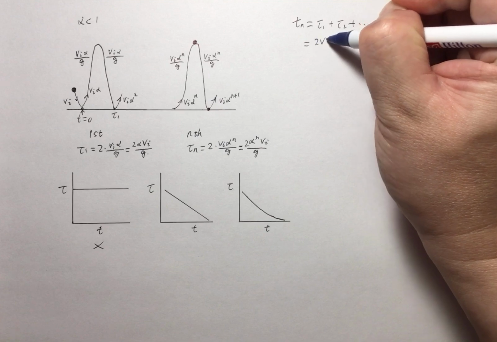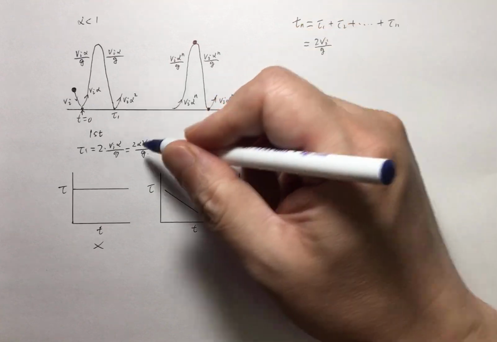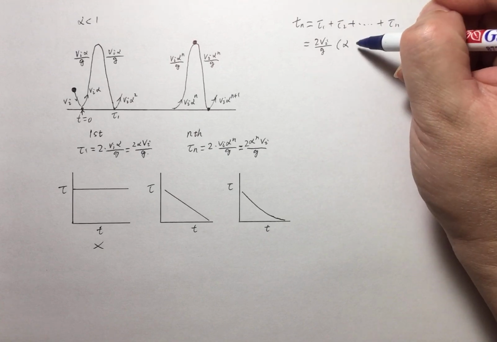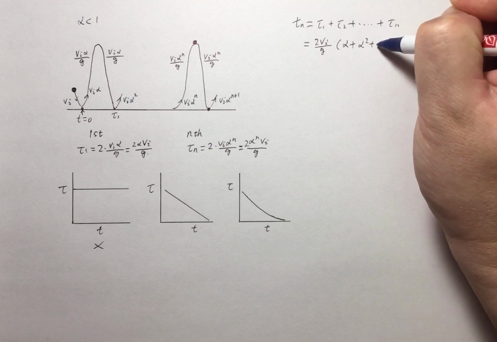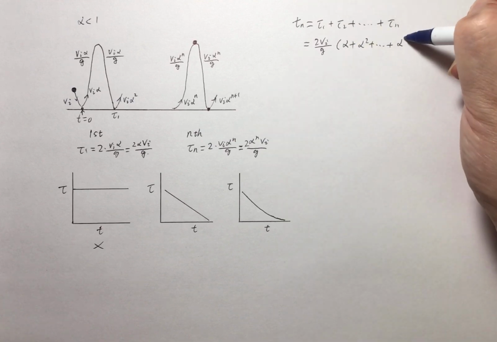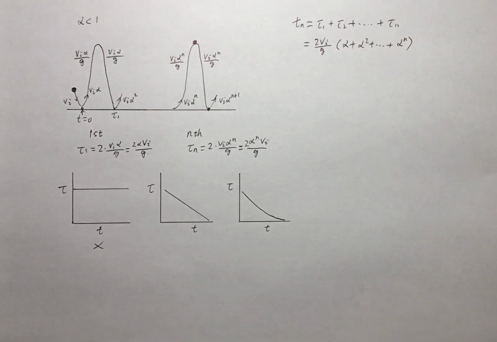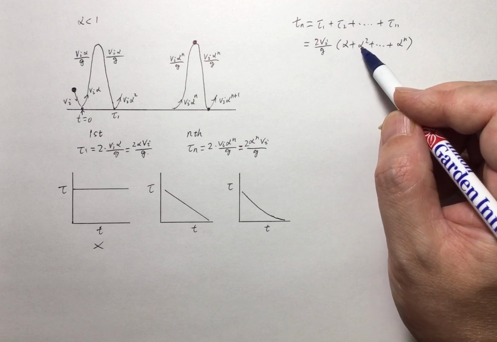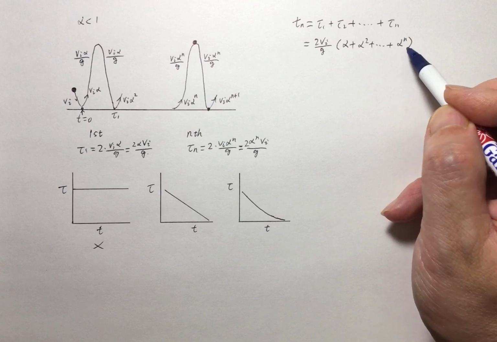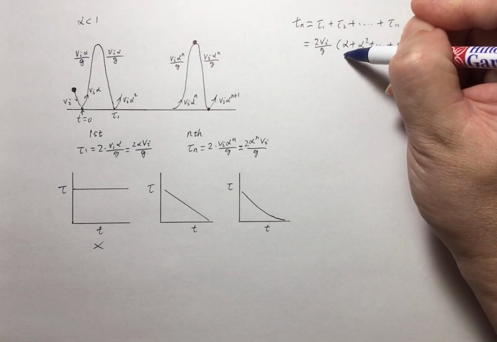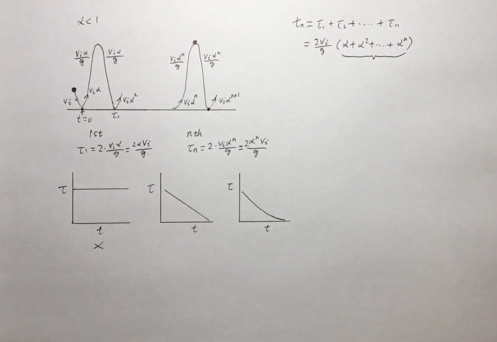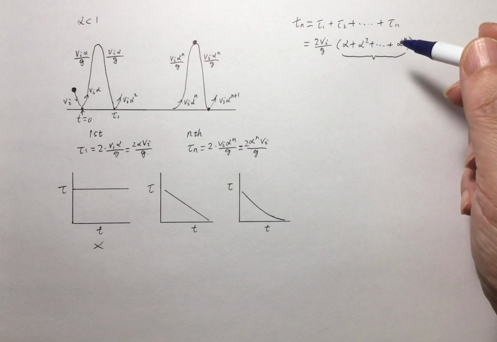So it becomes 2 vi over g, that's a common factor, times alpha plus alpha^2 plus, in the end, alpha^n. Now we need to know what alpha plus alpha^2 plus all the way to alpha^n is. We need some training in math to get this answer quickly, or if you have a good brain, you can memorize the result. But let's derive it here directly.